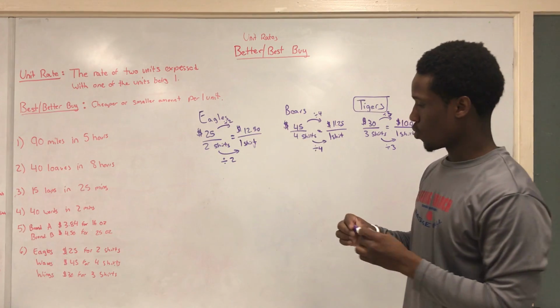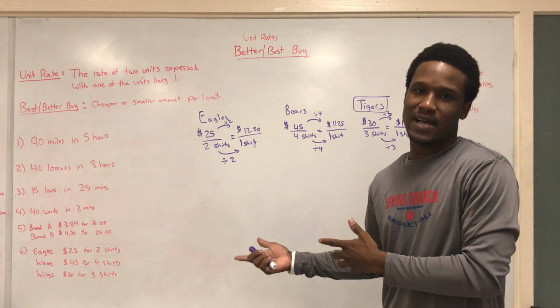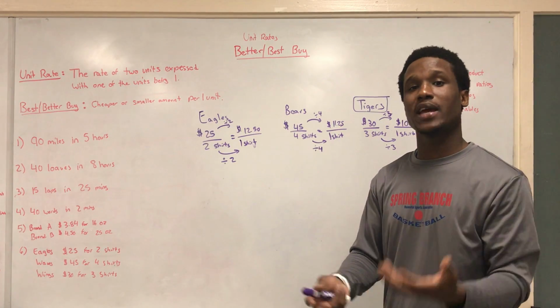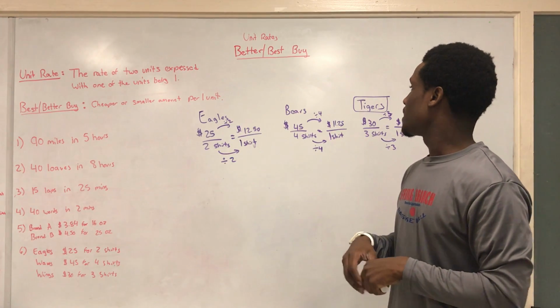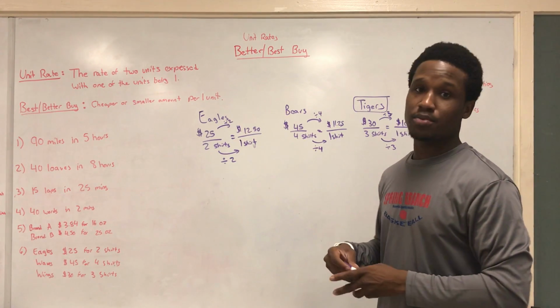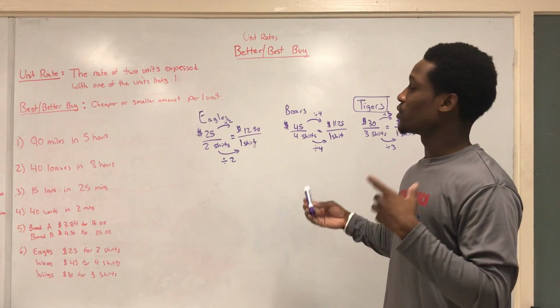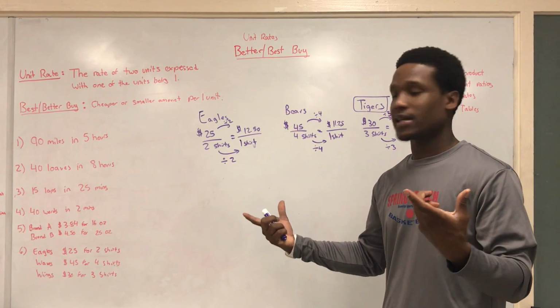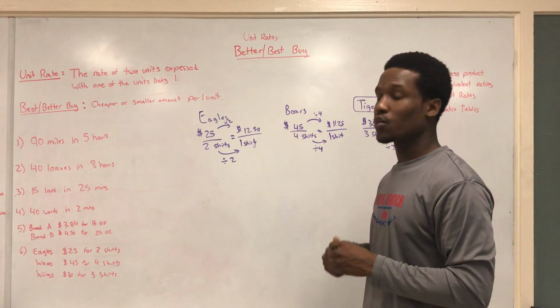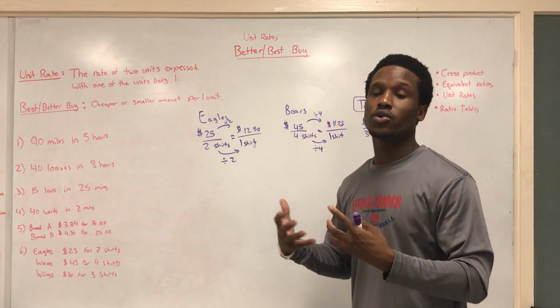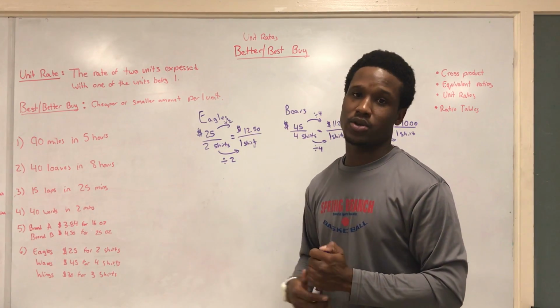Okay? So when you're going to Best Buy, when you're going to the grocery store, and you're comparing different items, what you need to do is try to figure out what is the price per unit. If you're looking at rice and they're different sizes and different costs, and you want to figure out which one will give you the better buy, the unit rate is the way to go in order to figure this out.